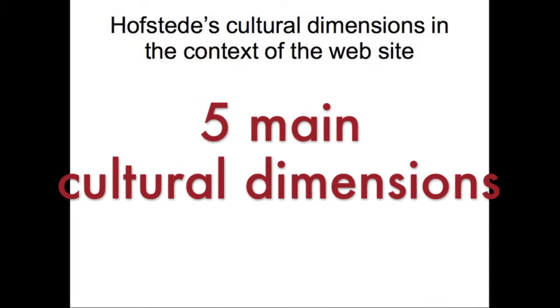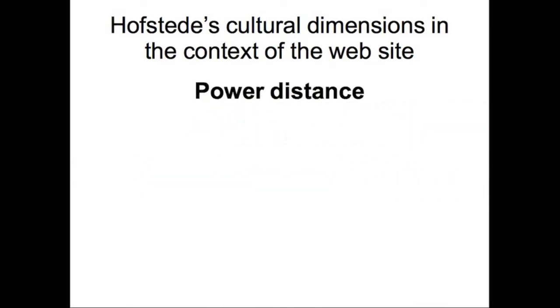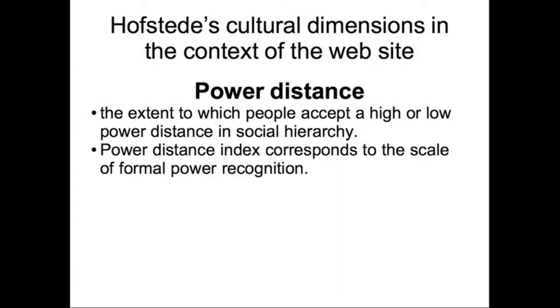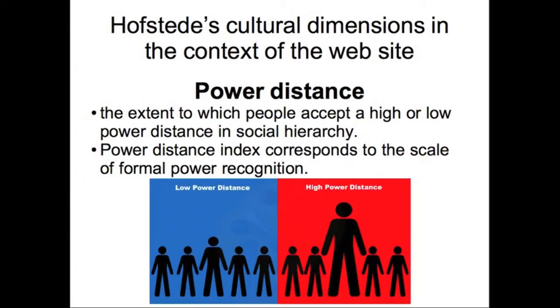Hofstede started from 5 main fundamental cultural dimensions. First dimension is power distance. It is the extent to which people accept a high or low power distance in social hierarchy. Power distance index corresponds to the scale of formal power recognition. Hofstede claims that countries with high power distance have a centralized political structure and hierarchy developed with considerable differences in status, while countries with low power distance often focus on the ordinary people and the differences in status are not so strong.